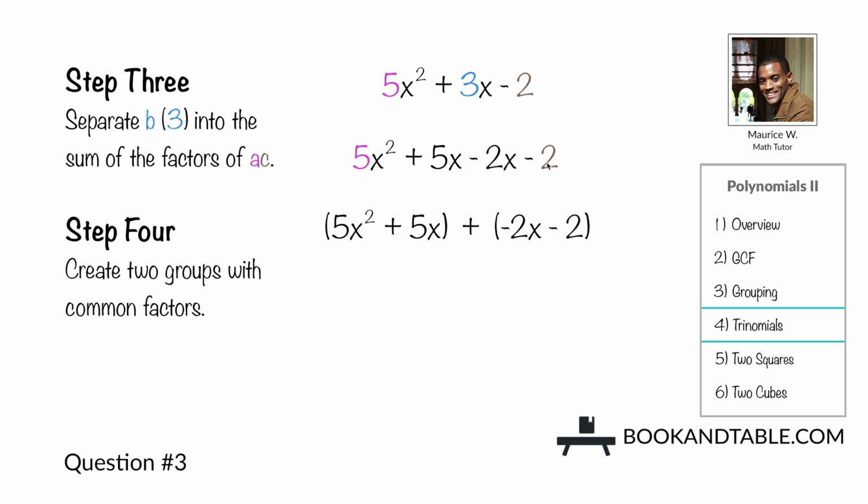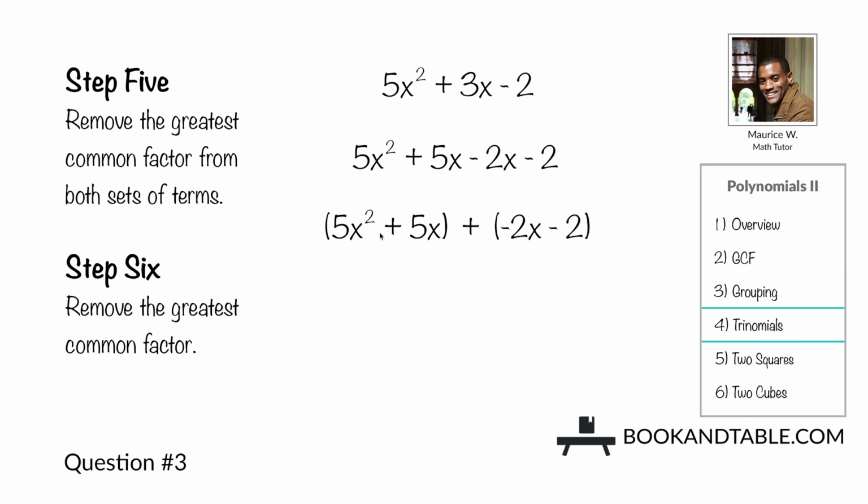And then we can remove the greatest common factor from both sets of terms. In this first set of terms, the common factor that can be removed is 5x, leaving the second factor of this set of terms to be 5x squared divided by 5x, which would be 5 divided by 5, which is 1.